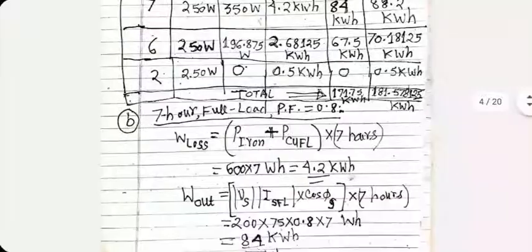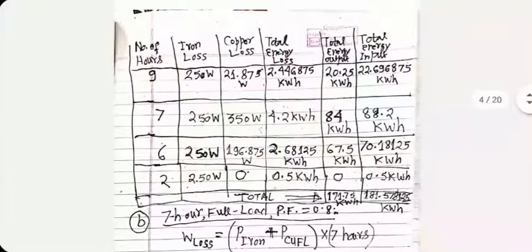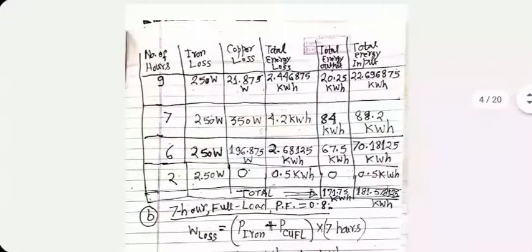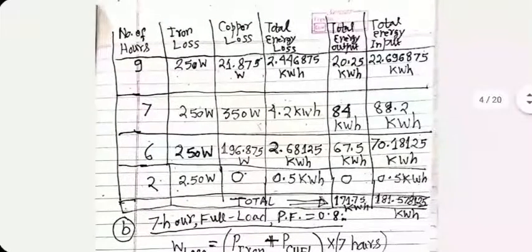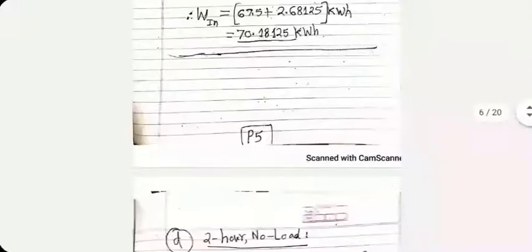And then I sum up the results in the last two columns. Total energy output is 20.25 kilowatt hour plus 84 kilowatt hour plus 67.5 kilowatt hour plus 0. That turns out to be 171.75 kilowatt hour. Total energy input, similarly, is 181.578 something kilowatt hour. So you take the ratio of the two values and multiply by 100 to get the answer.